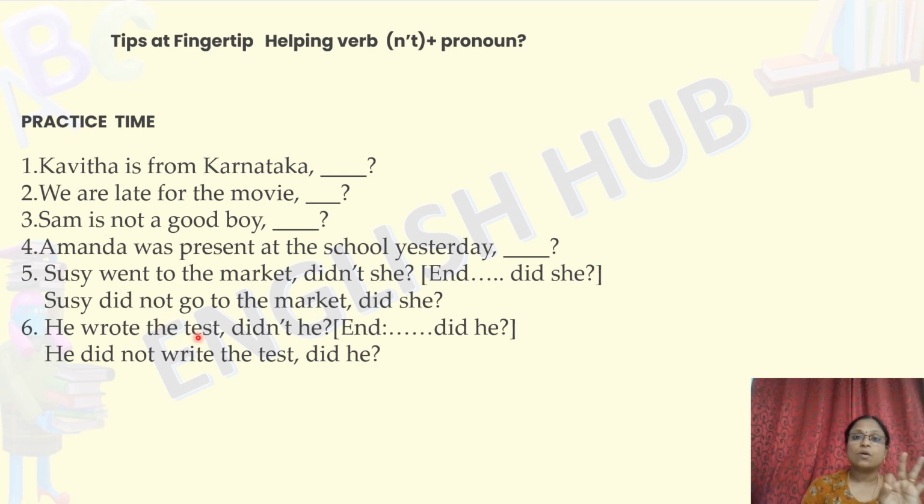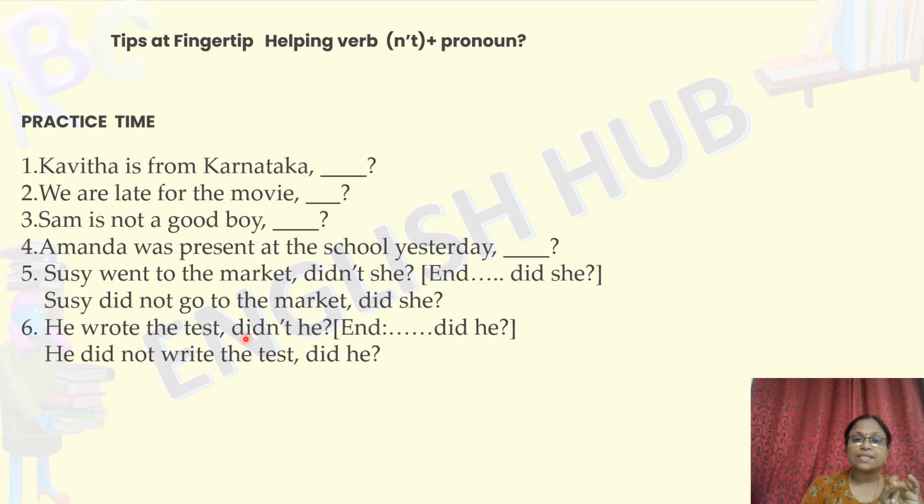Go, went, gone. A verb has three forms: first form, second form, third form. The first form is present, that is go. Past is went, and the past participle of the verb is gone. So we need the first form of the verb: did plus the first form of the verb. We can split it as did plus go. Susie did not go to the market.